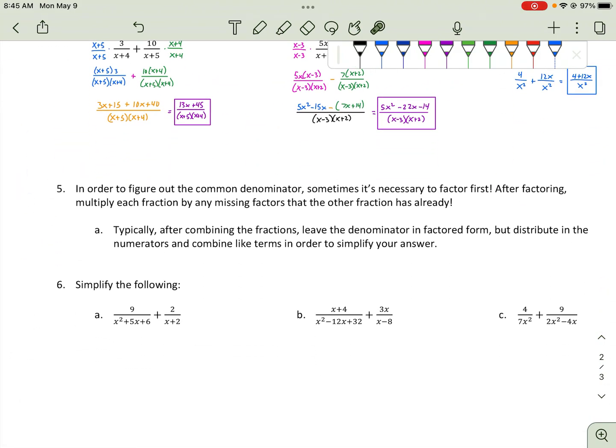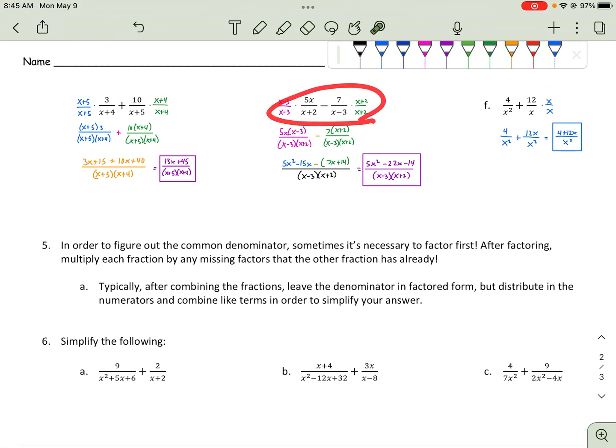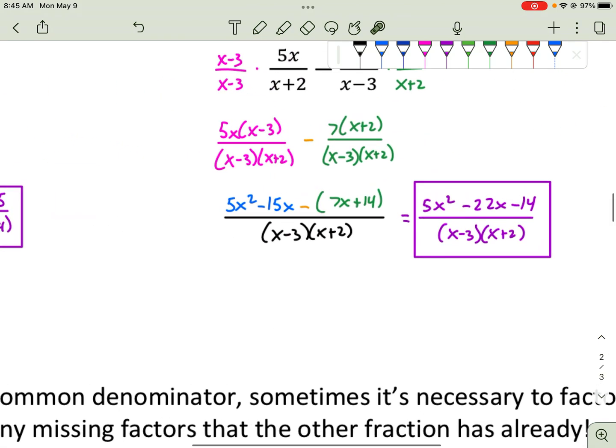And then part 5a says typically after combining the fractions, leave the denominator in factored form, which we did up here, but distribute in the numerators and combine like terms in order to simplify. And that's what we did up here as well. So that's like what we did from here to there and from here to there.